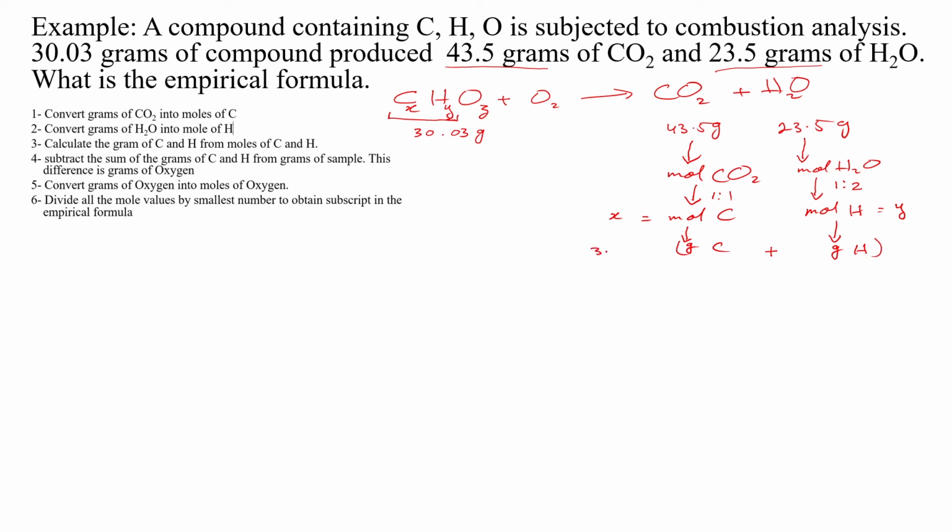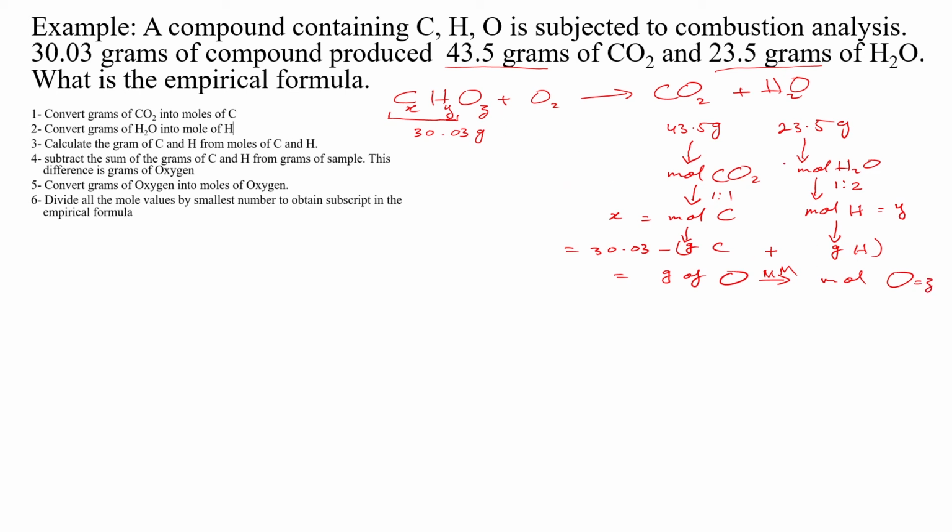you subtract these grams from the total mass of the sample, which is the grams of carbon plus hydrogen plus oxygen. When you do this, what will you get? You will get grams of oxygen. Once you have grams of oxygen, you can convert these grams of oxygen to moles of oxygen with the help of the molar mass conversion factor. So this mole of oxygen is actually your z.